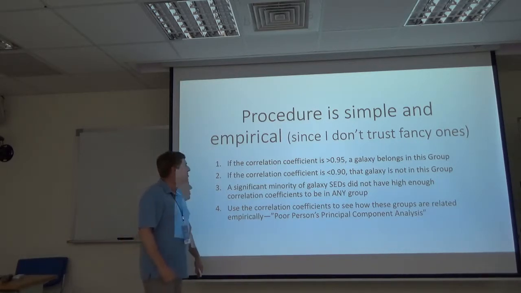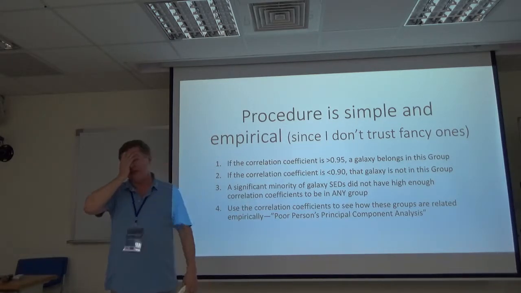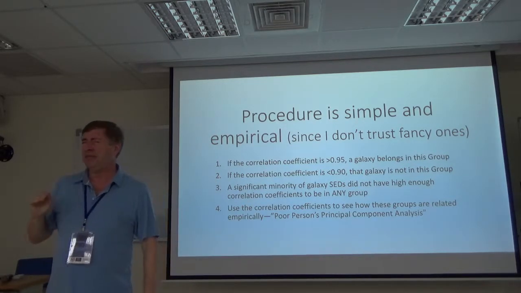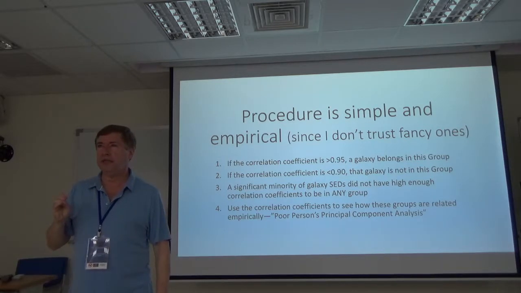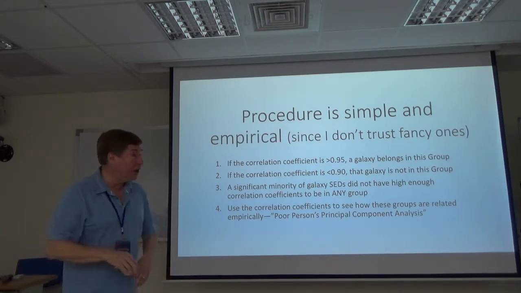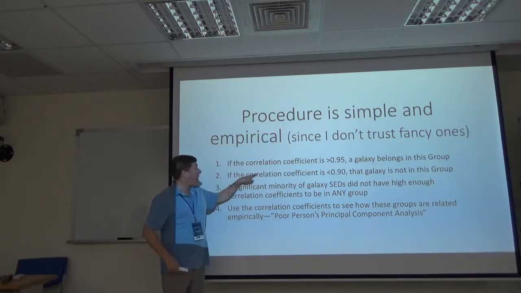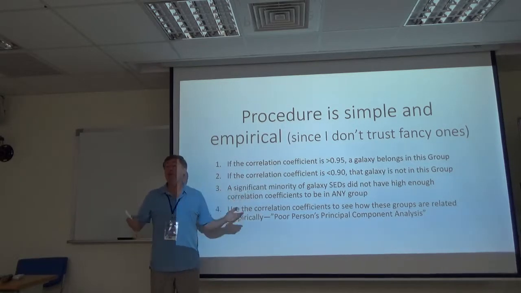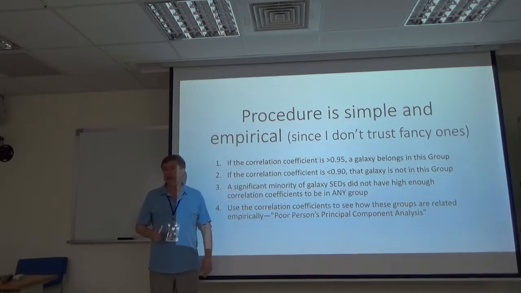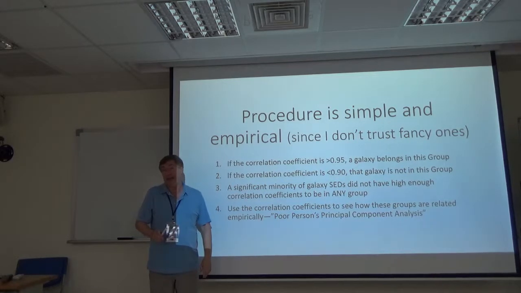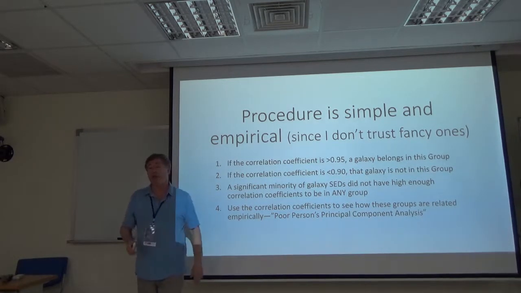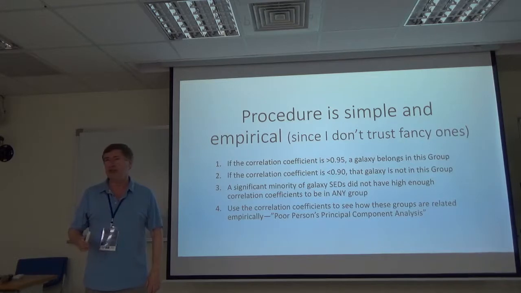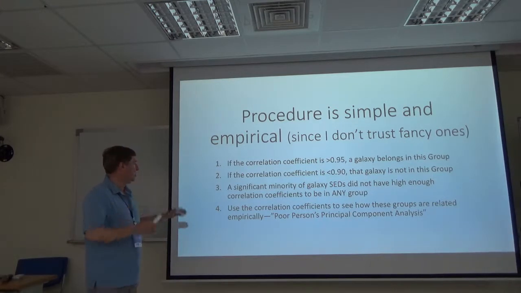Now, one problem about this procedure is that I think maybe 40% of all of the galaxies that we looked at did not meet the condition of a high correlation coefficient with any of the groups that we made. So we could not classify them. I mean, I can tell you which template spectrum they're closer to, but I don't know which is the right one.